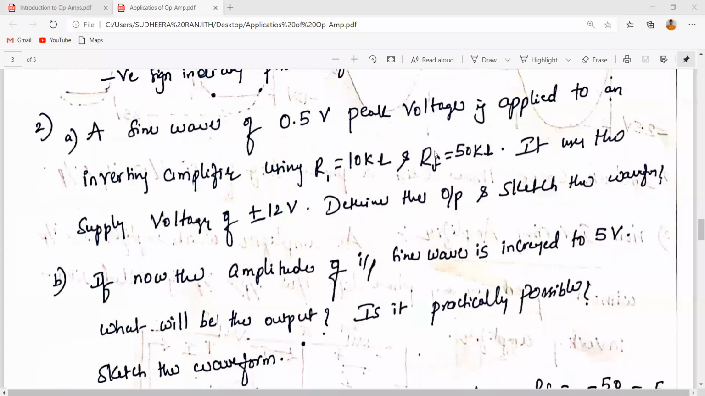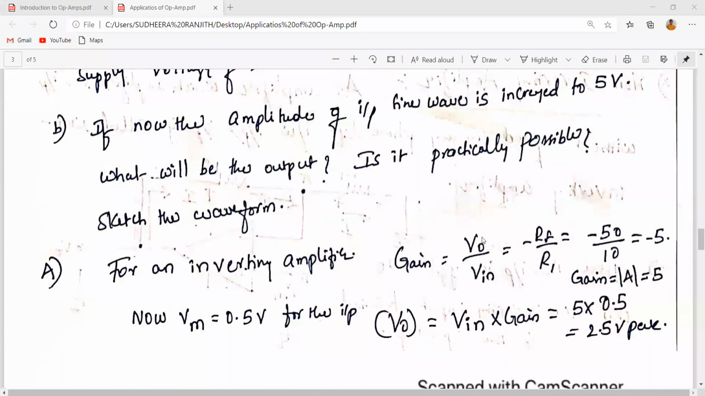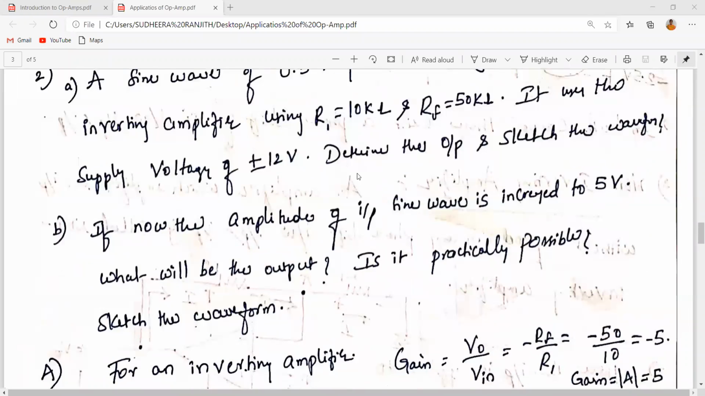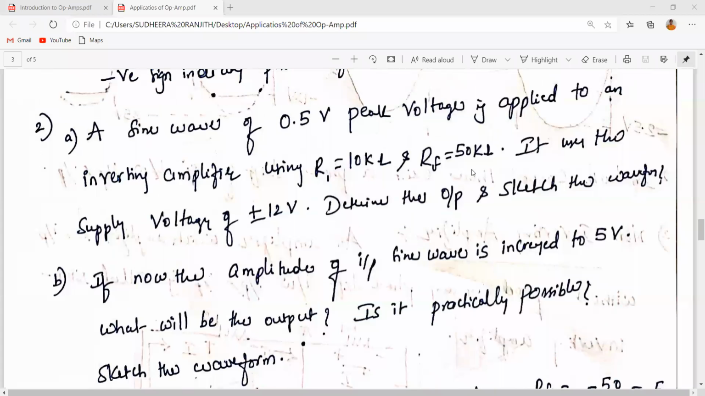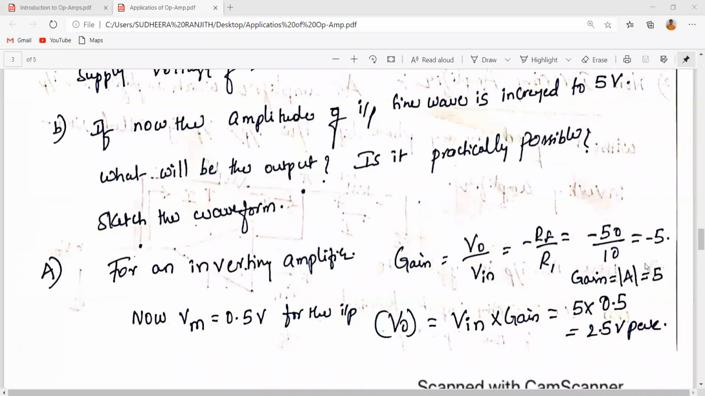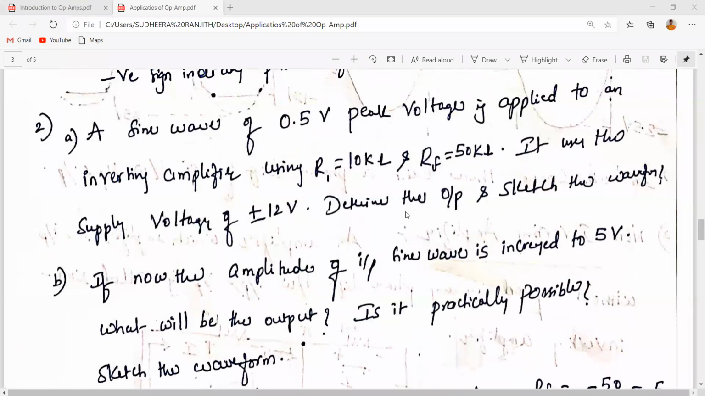So what is the type of amplifier here? He mentioned inverting amplifier. What is the gain of an inverting amplifier? What is the formula? Minus RF by R1. What is RF? 50 kilo ohms. What is R1? 10 kilo ohms. So what is the gain? Minus 5. If you calculate the magnitude, what is the value? 5. Right?